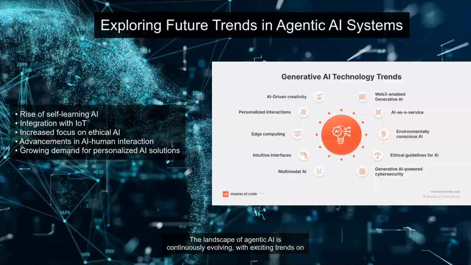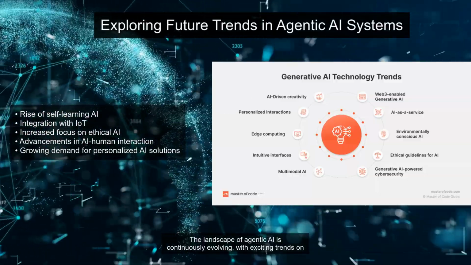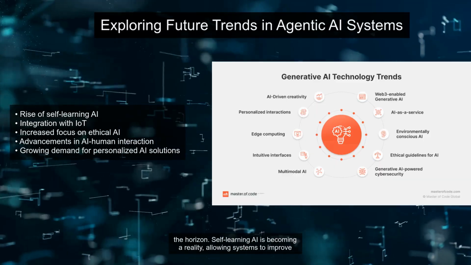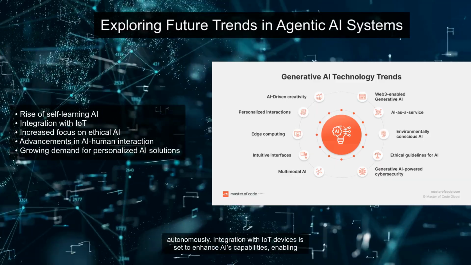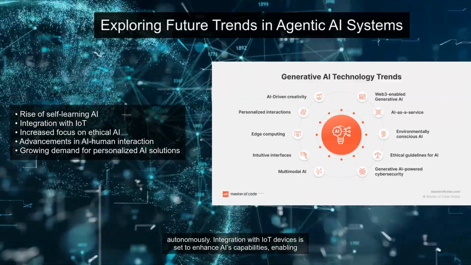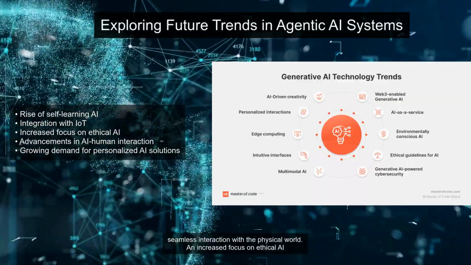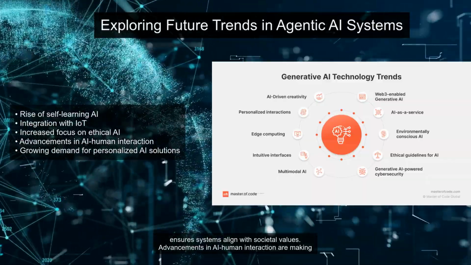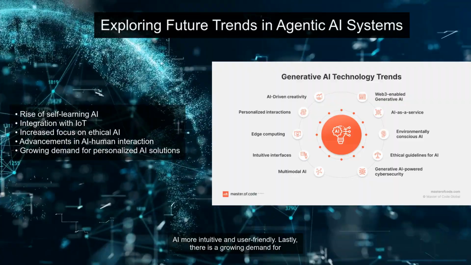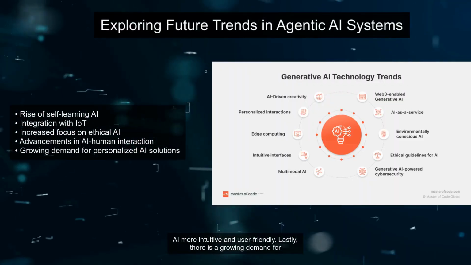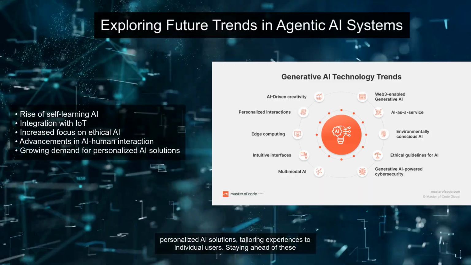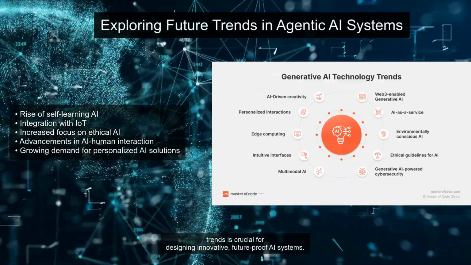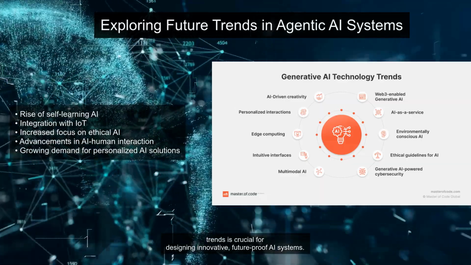The landscape of agentic AI is continuously evolving, with exciting trends on the horizon. Self-learning AI is becoming a reality, allowing systems to improve autonomously. Integration with IoT devices is set to enhance AI's capabilities, enabling seamless interaction with the physical world. An increased focus on ethical AI ensures systems align with societal values. Advancements in AI-human interaction are making AI more intuitive and user-friendly. Lastly, there is a growing demand for personalized AI solutions, tailoring experiences to individual users. Staying ahead of these trends is crucial for designing innovative, future-proof AI systems.